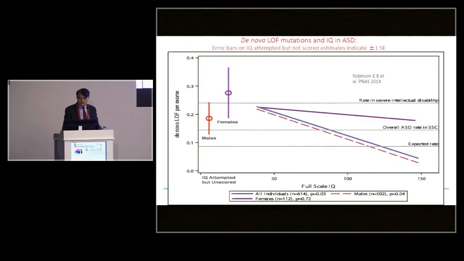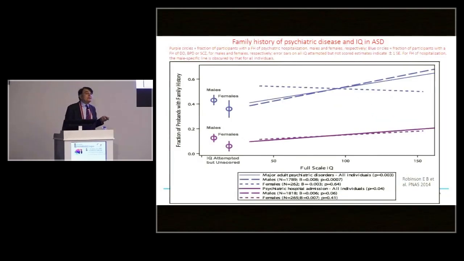This is a study that Elise Robinson did, published in the Proceedings of the National Academy of Sciences, that looks at de novo mutations. In these genomic studies, the de novo mutation rate goes up as the IQ score falls in the cohort of cases with ASD in the population. And the family history of psychiatric disorder, and specifically of bipolar disorder and schizophrenia, goes up with the IQ scores, which I was telling you about.